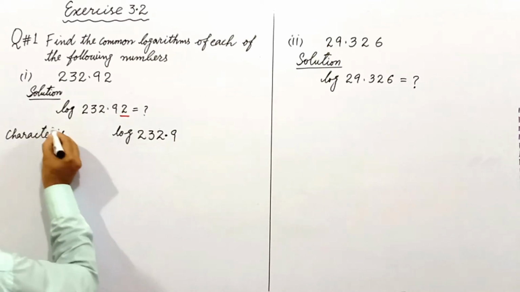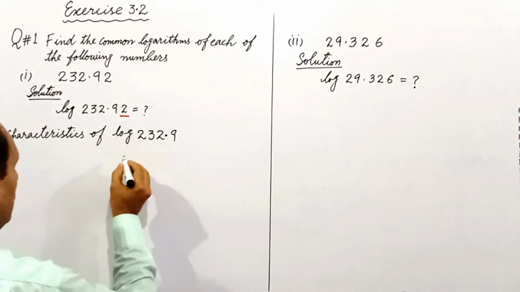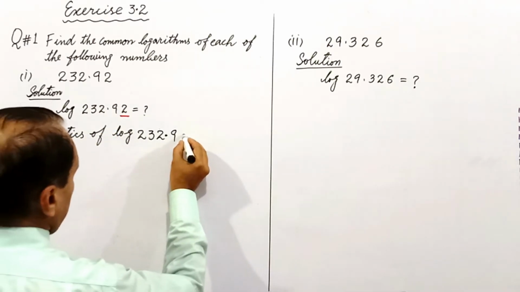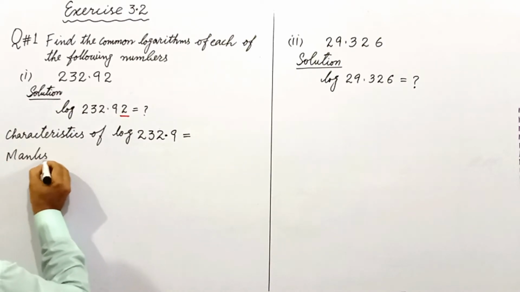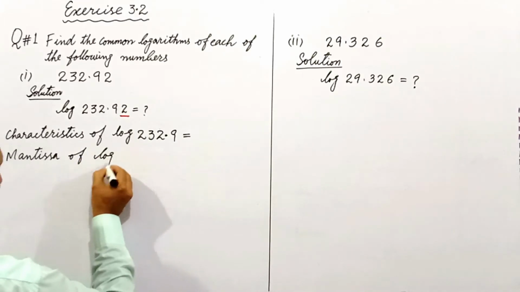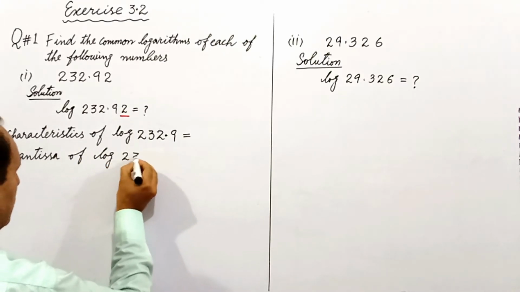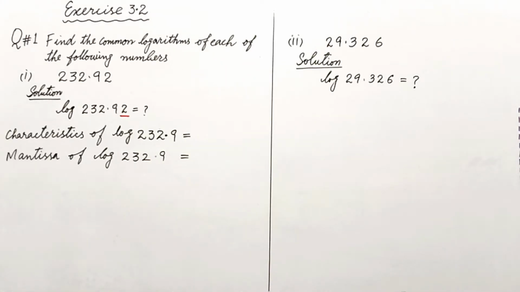the characteristic of log 232.9 and the mantissa of logarithm 232.9. We use a scientific calculator to find out the value of characteristic and mantissa. That will save a lot of time.